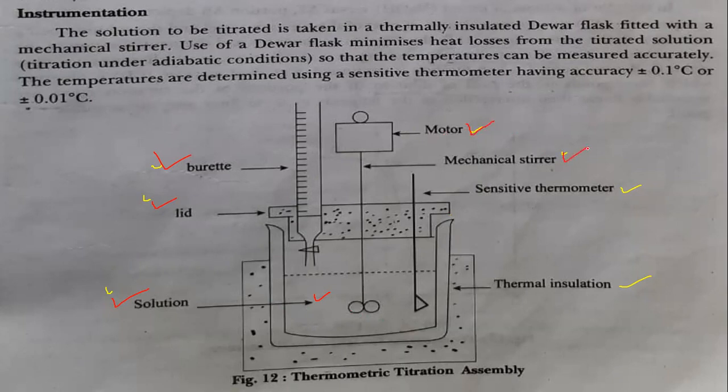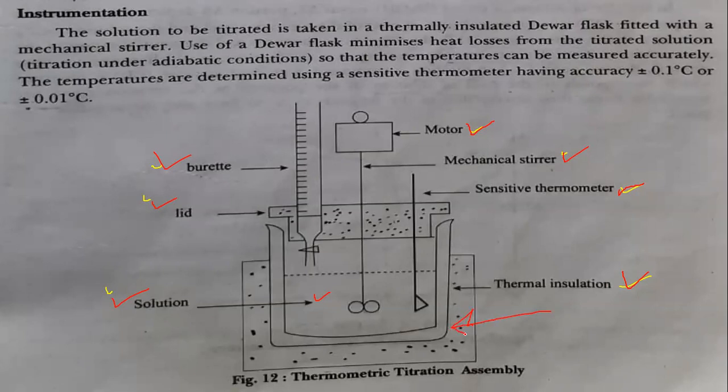A mechanical stirrer is used with the help of a motor so that the solution can be stirred. Then a sensitive thermometer gives a sharp change in the temperature during the course of titration. Thermal insulation is provided so that there is no exchange of heat of the reacting material with the surroundings.